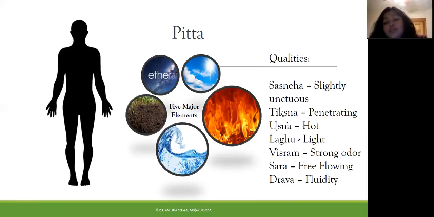Okay, so in all of the aspects of the body where you have functions that are being carried out by fire, which is basically represented by transformation, metabolism, catabolic activity, that is all done by Pitta. Okay, so if we look at the qualities or the gunas associated with Pitta, they are sasneha, it's slightly unctuous. Tikshna, it's very penetrating. Ushna, which is hot. Laghu, which is light. Visram, which means it has a slightly bad odor, which typically tends to happen when you have heat and moisture combined. Sara, which is free-flowing. It moves very easily. And Drava, it's fluidity. Okay, so these are the qualities associated with Pitta.